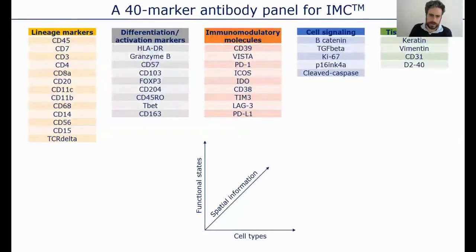So our current panel has been updated since the publication of our paper. It includes a number of immune cell lineage markers, differentiation and activation markers, immunomodulatory molecules, including therapeutic targets, some signaling molecules, and finally, and also very importantly, some structural markers that allow us to map the tissue for the different components as well as to distinguish epithelial from stromal layers.